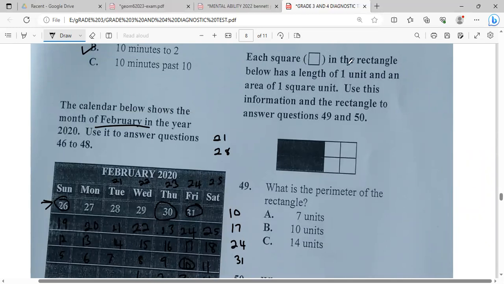Each square in the rectangle below has a length of 1 unit and area of 1 square unit. Use this information to answer 49 and 50. What is the perimeter of the rectangle? Now the perimeter is the total distance around. So we have 1, 2, 3, 4, 5, 6, 7, 8, 9, 10, 11, 12, 13, 14. So that is 14 units. All right, let's move on to 50.